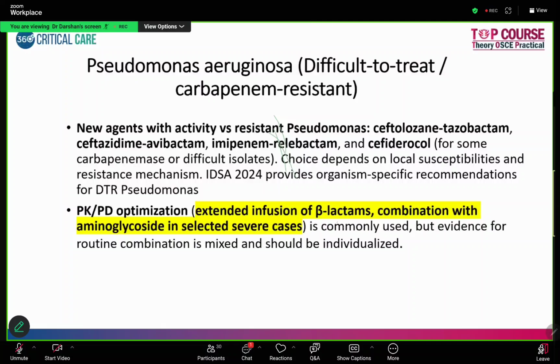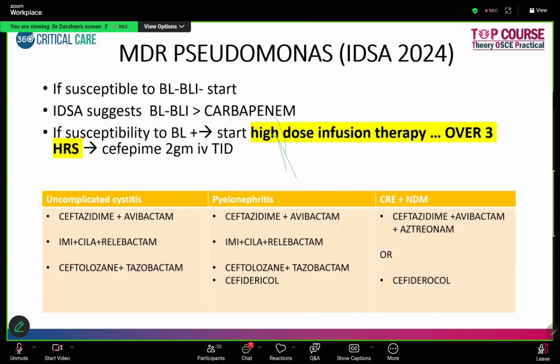Especially if the patient is having an altered PK/PD, like the patient is having septic shock, hypoalbuminemia, or acute kidney injury. In all such patients, probably it's better to give the antibiotic as an infusion. Obviously there are other repercussions and other issues that we face, that we might have to think on a case by case basis. But remember, IDSA says that it's better to give a beta lactam type of antibiotic as an infusion.